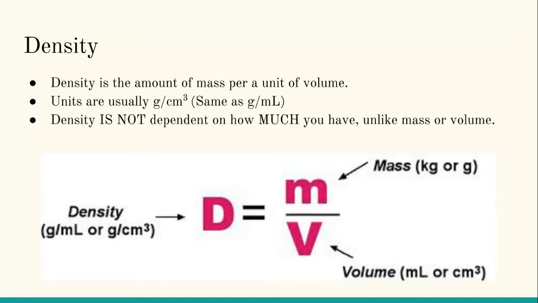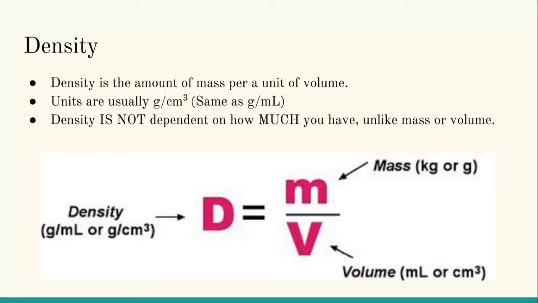Density is one of those physical properties I mentioned, and it's a very important one. So we're going to learn how to figure out what density is. Density is the amount of mass per a unit of volume. Most of the time we use grams per centimeter cubed or grams per milliliter, which is the same thing. Density is not dependent on how much you have, unlike mass or volume.